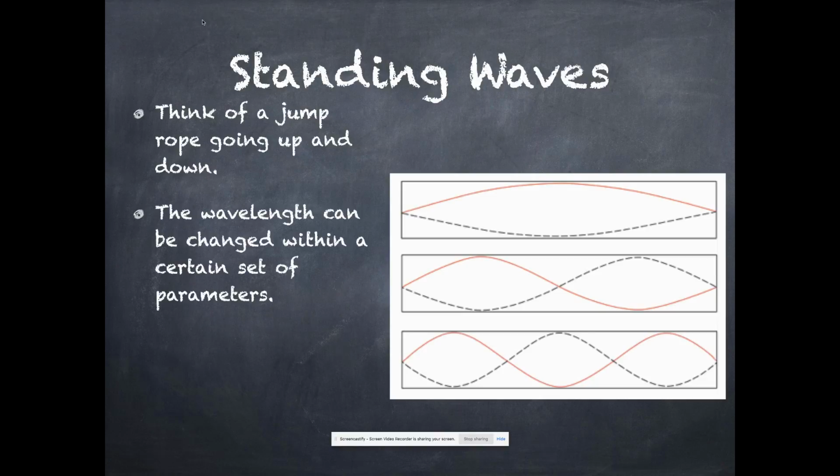Now, it's possible for us to actually change the wavelengths by how we use our hand to flip the rope around. And this is also like the idea of a guitar string or a violin or any stringed instrument, where when we change the length of the string, we're actually changing the wavelength or the pitch, the note that that stringed instrument is playing.